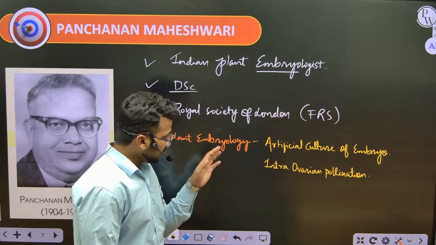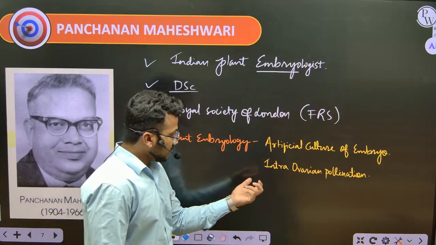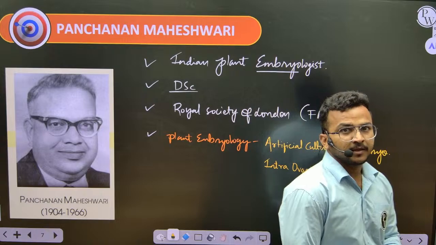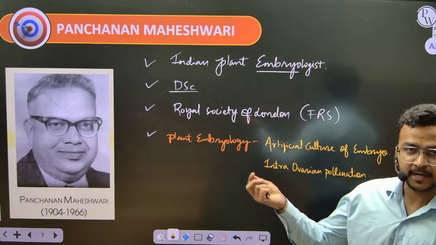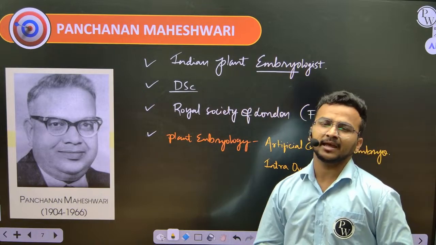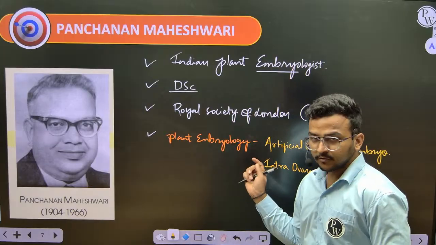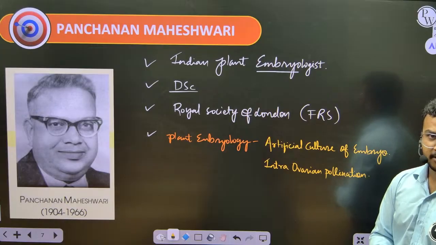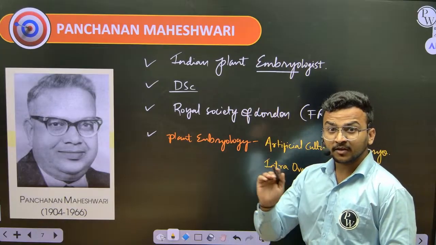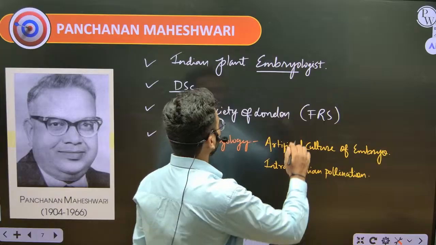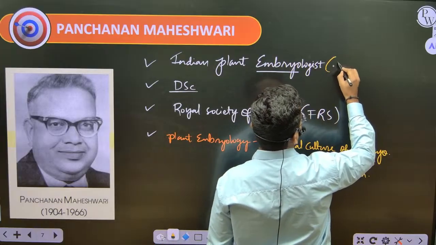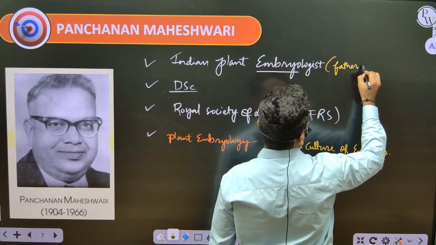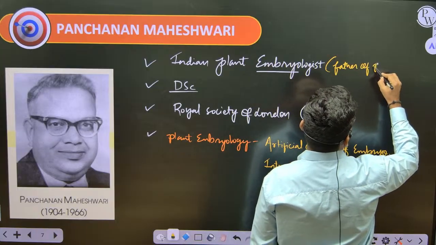He was the first who worked on the ovary and tried to pollinate, meaning transfer male gametes into the ovary. That's why he is named the Indian plant embryologist, and we also call him the father of embryology, or father of plant embryology.